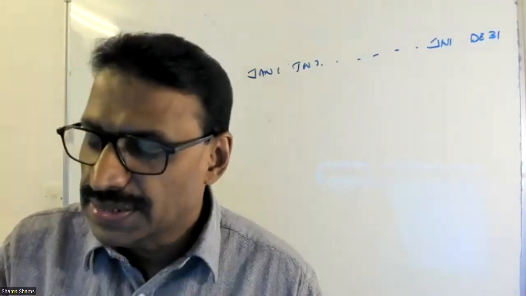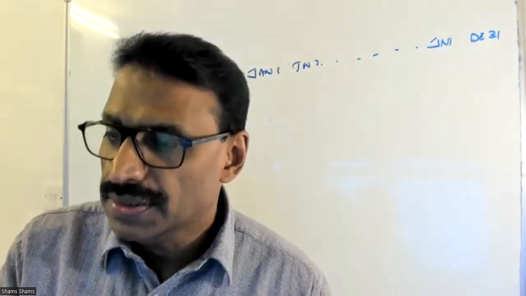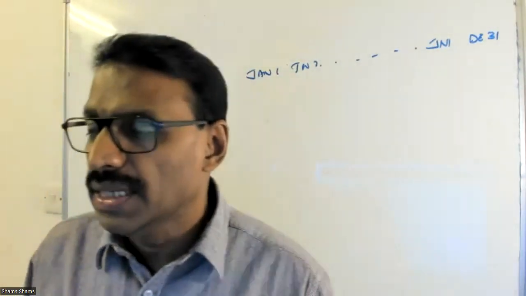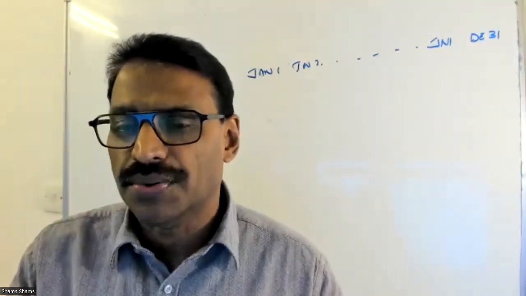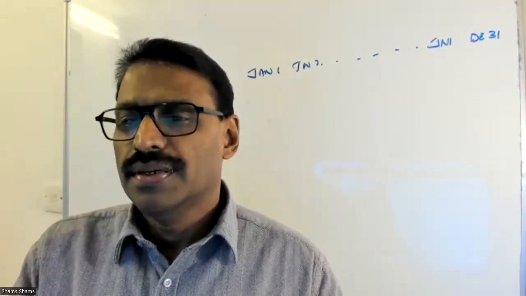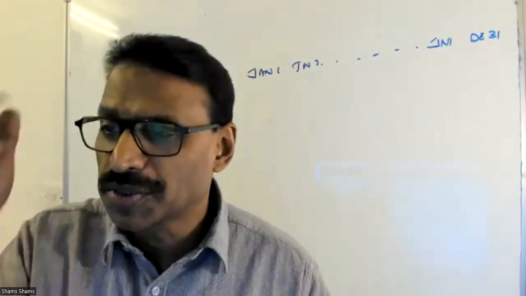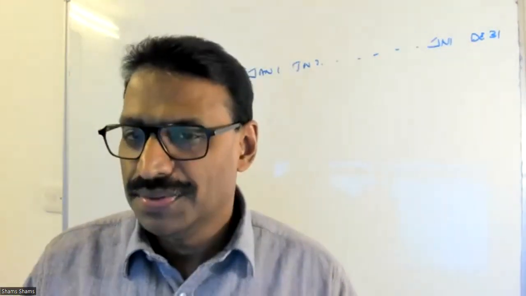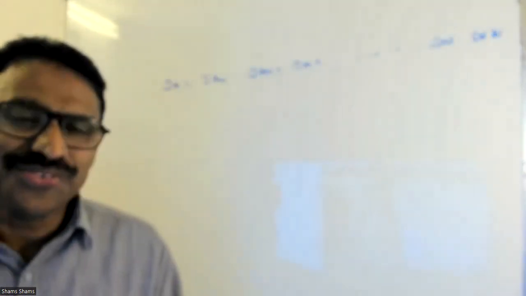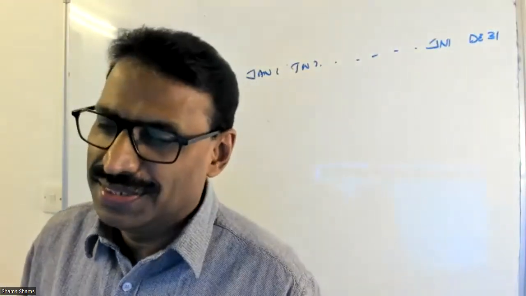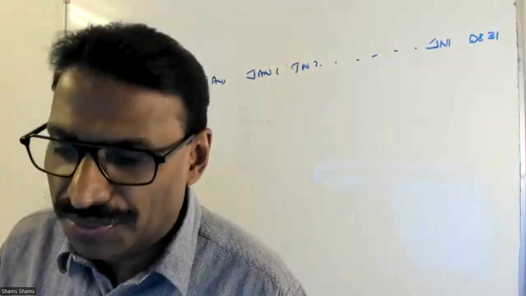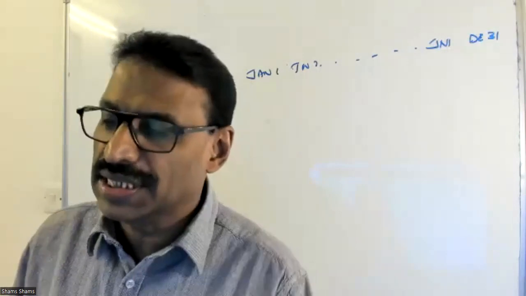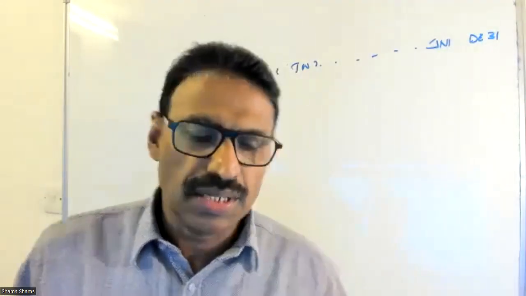Here also the same, no. Jan 1, Jan 2, Jan 1, Jan 3, Jan 1, Jan 4, etc. Last is December 31st. Correct or no? Right? Are you okay or not? Yes, sir. How many possibilities? 961. No. Listen, the previous one, how many possibilities? 6 into 6 possibilities, correct or no? Yes, sir. So now there are 365 numbers, right? 365.